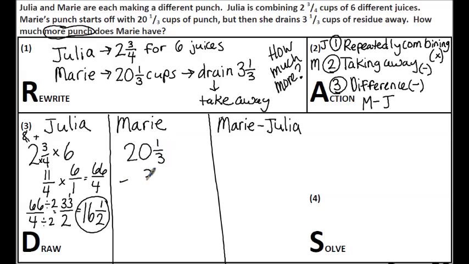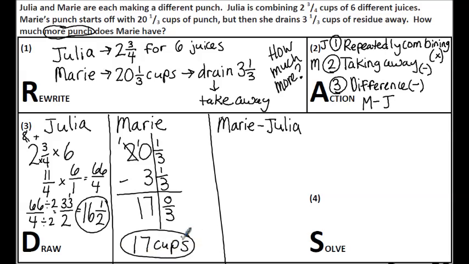So Marie starts with 20 and a third, and then she takes away 3 and a third. And 1/3 minus 1/3, we can take that away, and we get 0 thirds. And then we have 20 minus 3 is going to give me 17. So I could borrow, and then 10 minus 3 is 7, and 1 minus 0 is 1. So we see that there's just 17 cups of juice in Marie's punch mix.